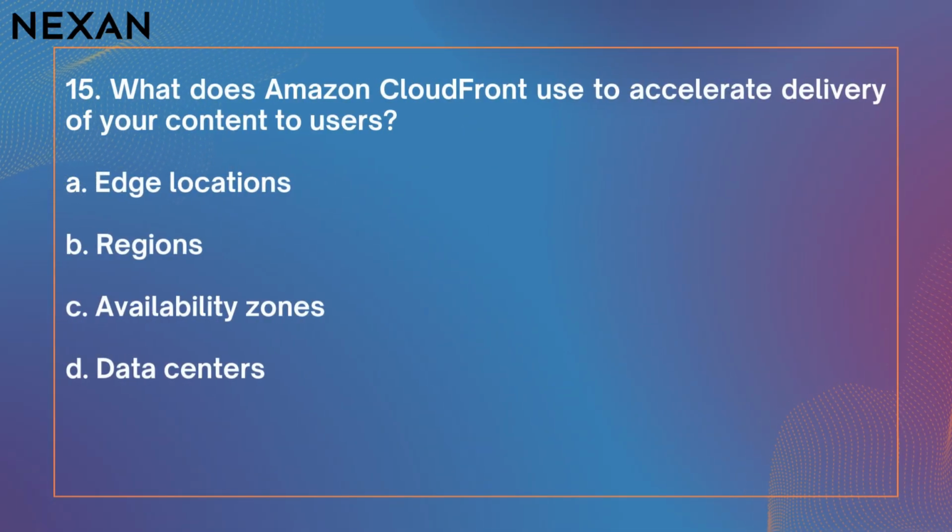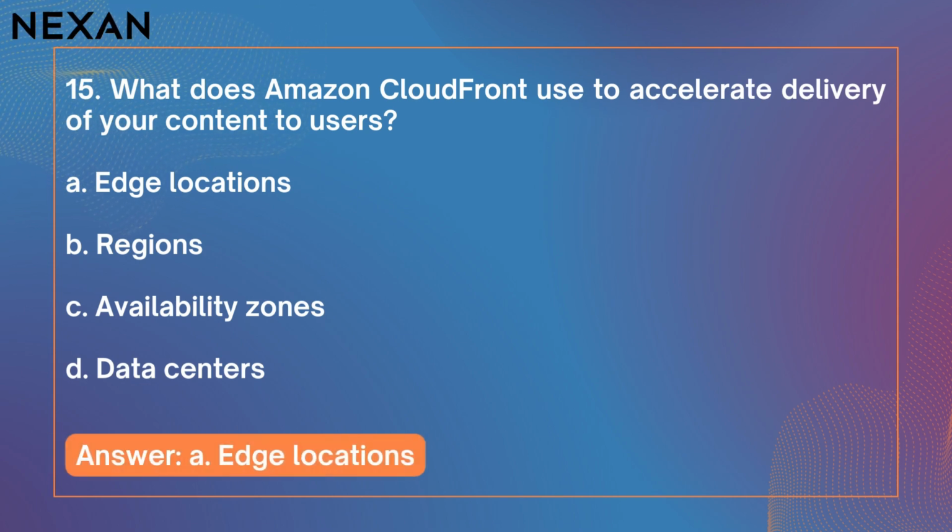15. What does Amazon CloudFront use to accelerate delivery of your content to users? A. Edge locations. B. Regions. C. Availability zones. D. Data centers. Answer: A. Edge locations.